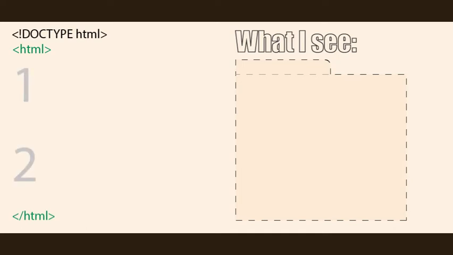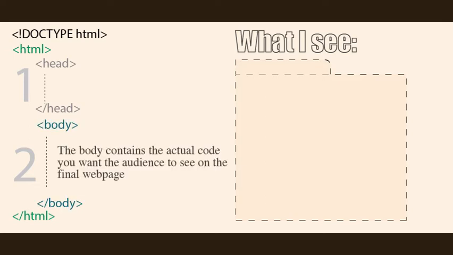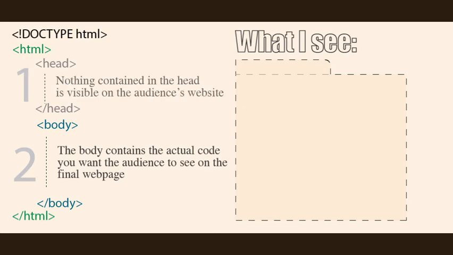There are two main sections to our web page, the head and the body. The body is where we write the code we want to appear on our final website, and the head is where all the instructions to the computer about how the website will look or behave goes. This code in the head does not actually appear on the web page.